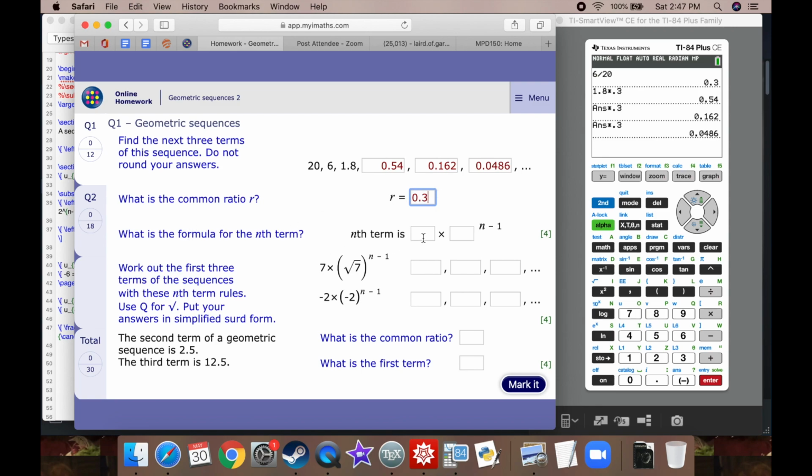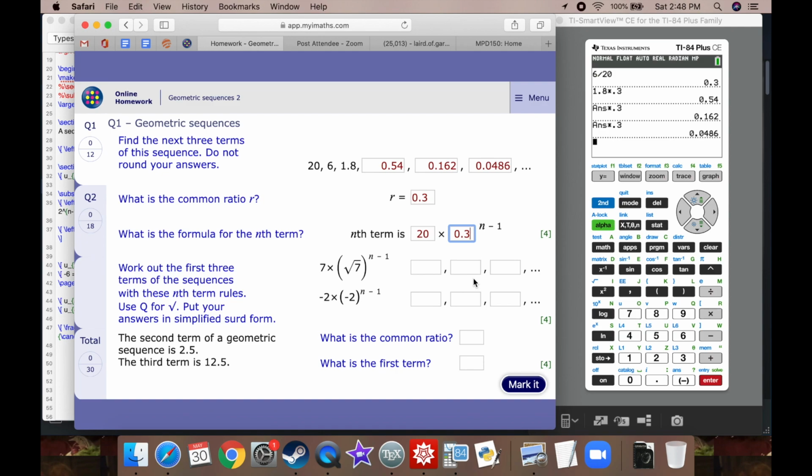What is the formula for the nth term? Well, the nth term is the first number times n minus 1 r's. In this case, the r is 0.3. So that's easy. All right, now work out the first 3 terms of the sequences with these nth term rules. Use q for the square root and put your answers in simplified surd form, meaning they want a radical and they want it as simplified as possible.